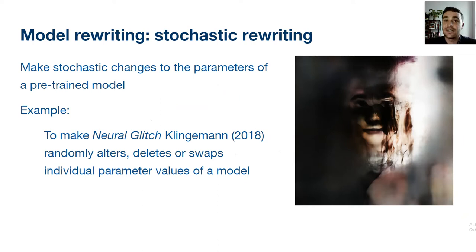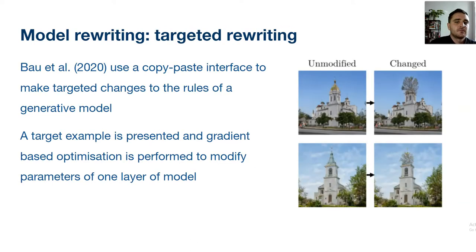This can be done stochastically. To make the artwork Neural Glitch, Mario Klingemann took pre-trained models and then randomly altered the values of the weights, deleted the values, or swapped parameter values. He did this in a random fashion, and then he would select the results that were most interesting, and that was how he made these amazing artworks. But this can also be done in a targeted way.